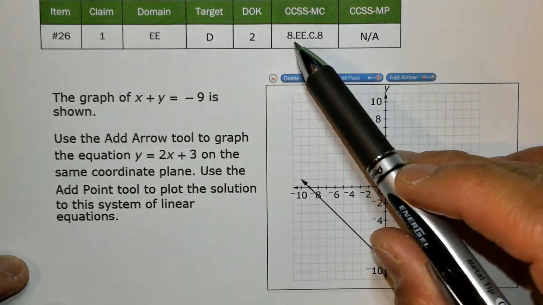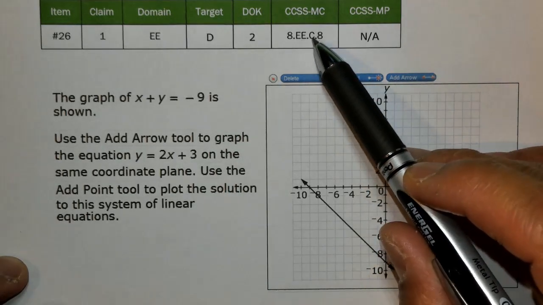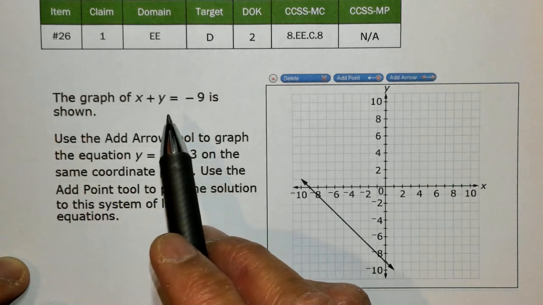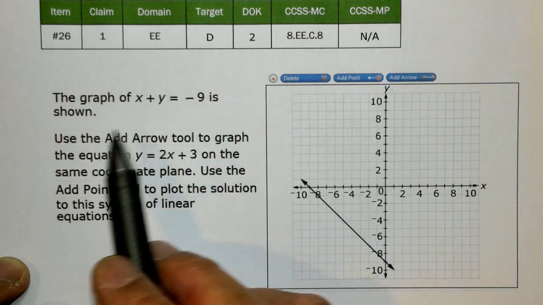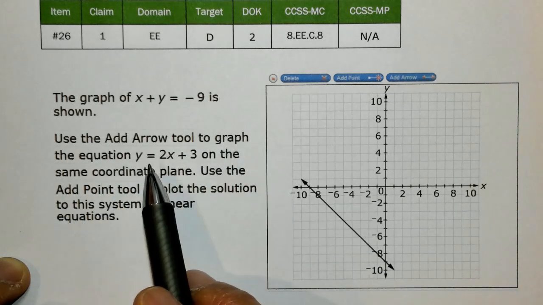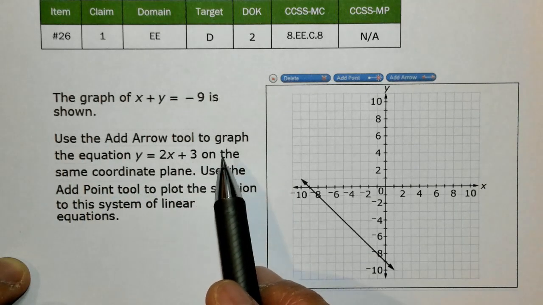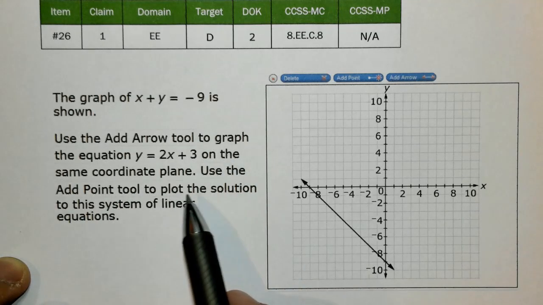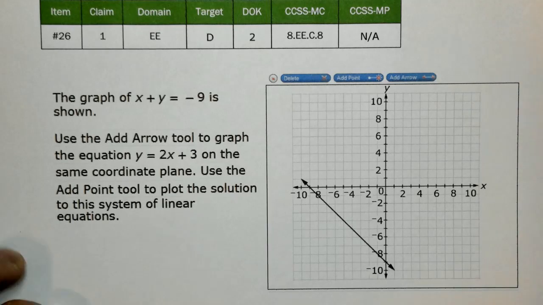Math Standard 8.EE.C.8. The graph of x plus y equals -9 is shown. Use the add arrow tool to graph the equation y equals 2x plus 3 on the same coordinate plane. Use the add point tool to plot the solution to the system of linear equations.